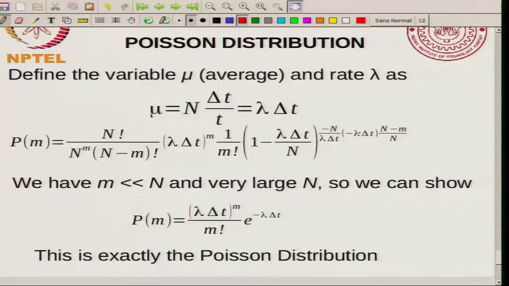The reason for writing it this way is that you immediately identify that when n is very large, this quantity is equal to e. That is the definition of e, the transcendental number e. So, then this whole thing just becomes e, and so this becomes e raised to minus lambda delta t. And when n is large and m is much less than n, this factor goes to 1. And again this whole factor will go to 1. So, finally you will just be left with this. So, this is exactly the Poisson distribution.